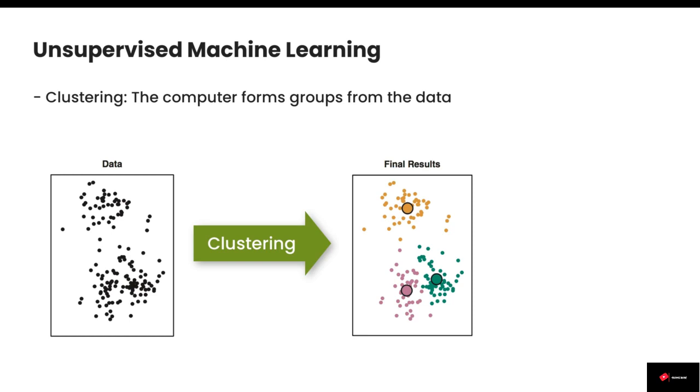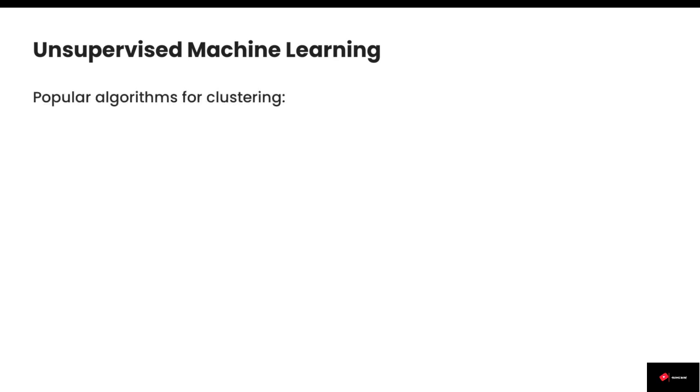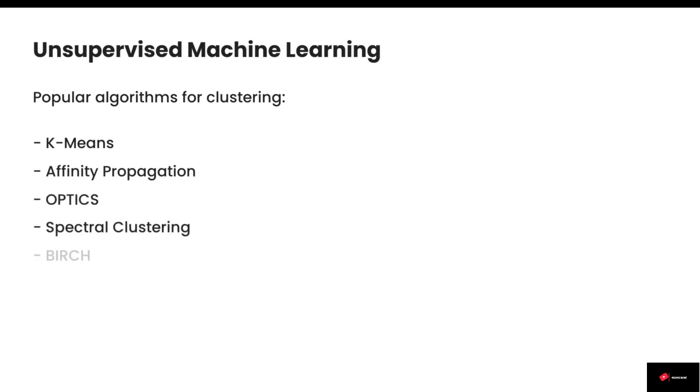Clustering is commonly applied to other areas like marketing for customer segmentation, in insurance for fraud detection, and many other areas. Some popular algorithms for this kind of machine learning are k-means, affinity propagation, OPTICS, spectral clustering, BIRCH, and DBSCAN.